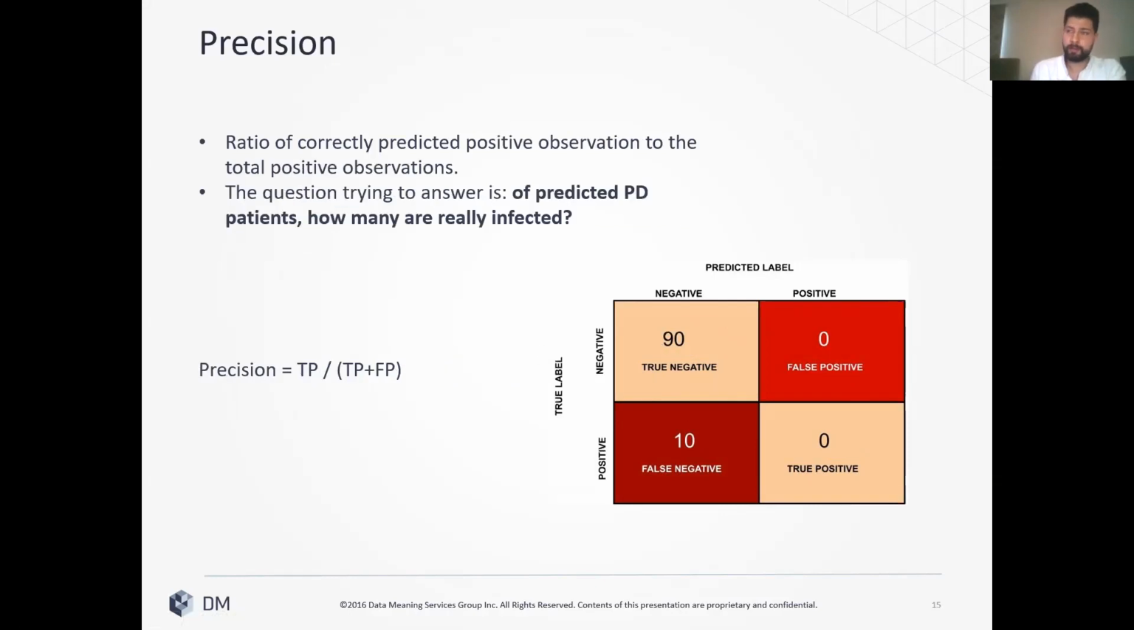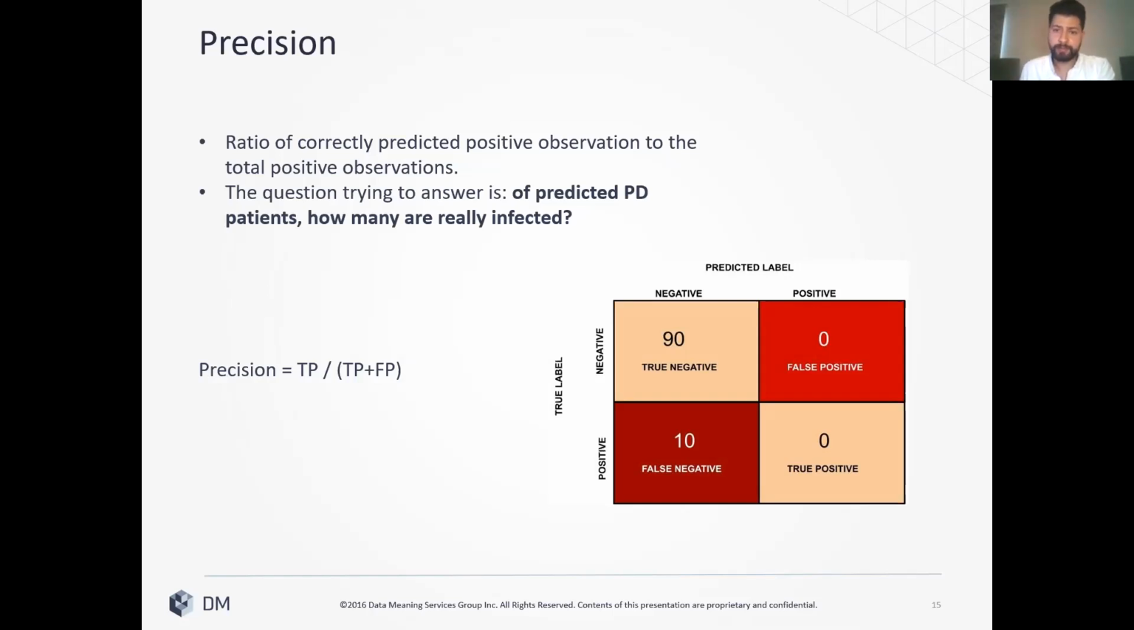The other evaluation metric, the precision, is the ratio of correctly predicted observations compared to only the positive observations. The question this metric is trying to answer is: out of those predicted Parkinson disease patients, how many are really infected? So it's comparing within the positive observations only, and the equation of precision is the true positives compared to the true and the false positive observations.